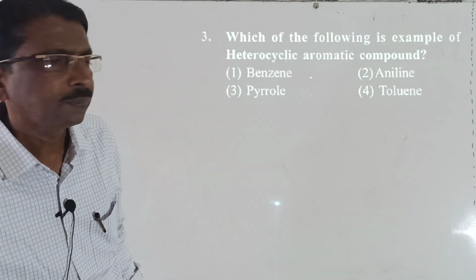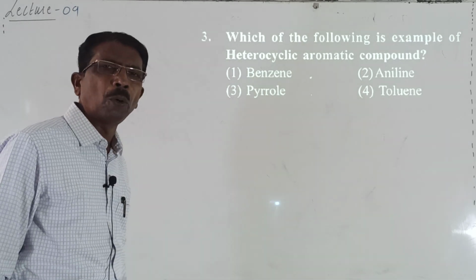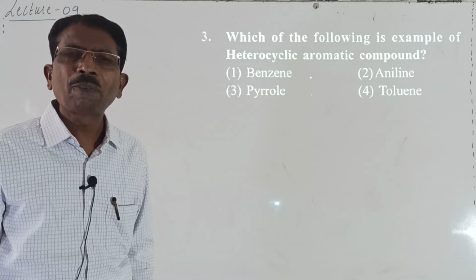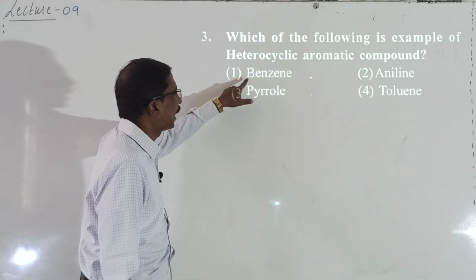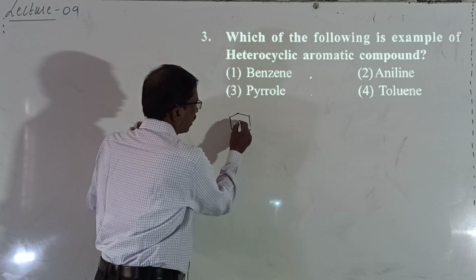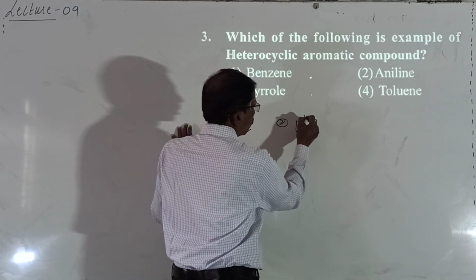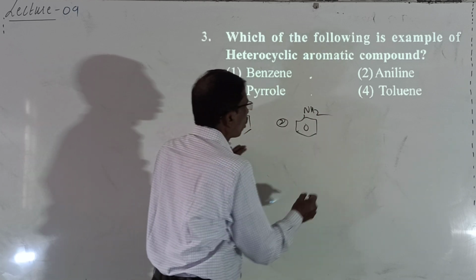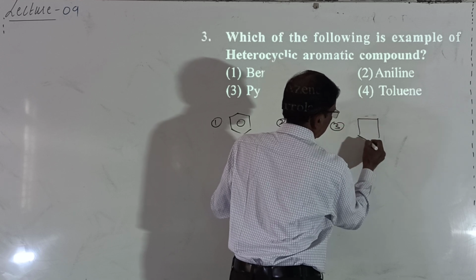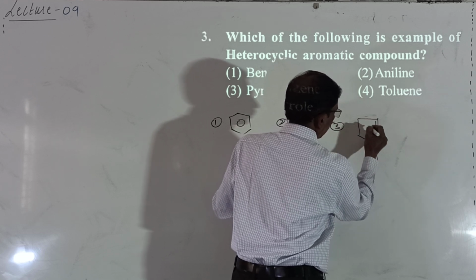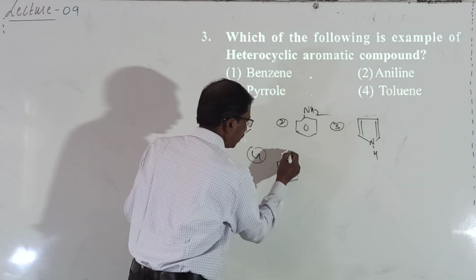Then look here. Which of the following is an example of a heterocyclic aromatic compound? Heterocyclic, having different atoms where the carbon atoms are replaced. Again, you know benzene. So benzene is written like this. And the second one, aniline, is written like this. Then the third one is pyrrole, and then the fourth one is toluene. So here it is toluene.